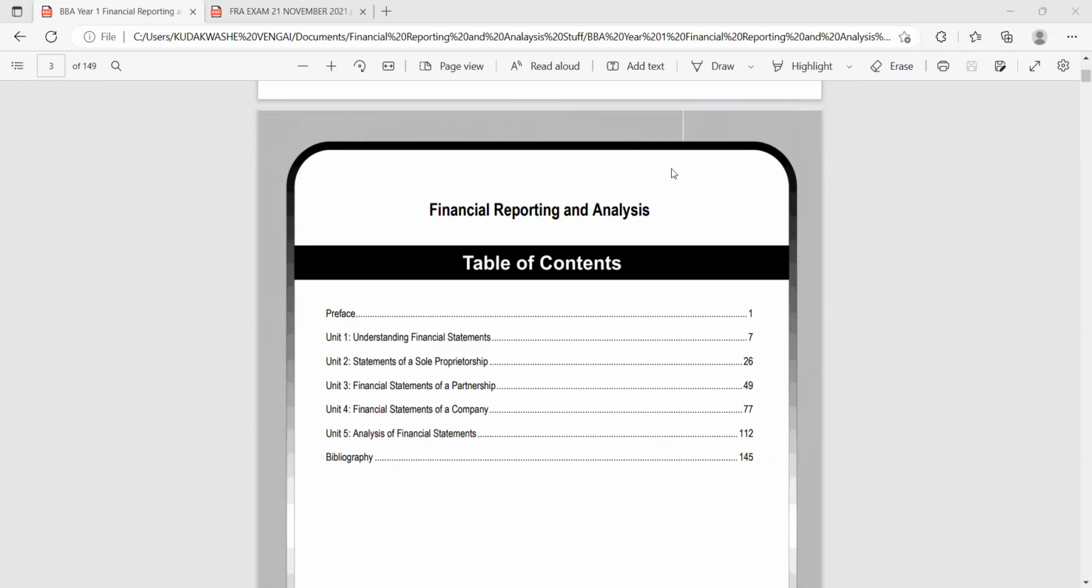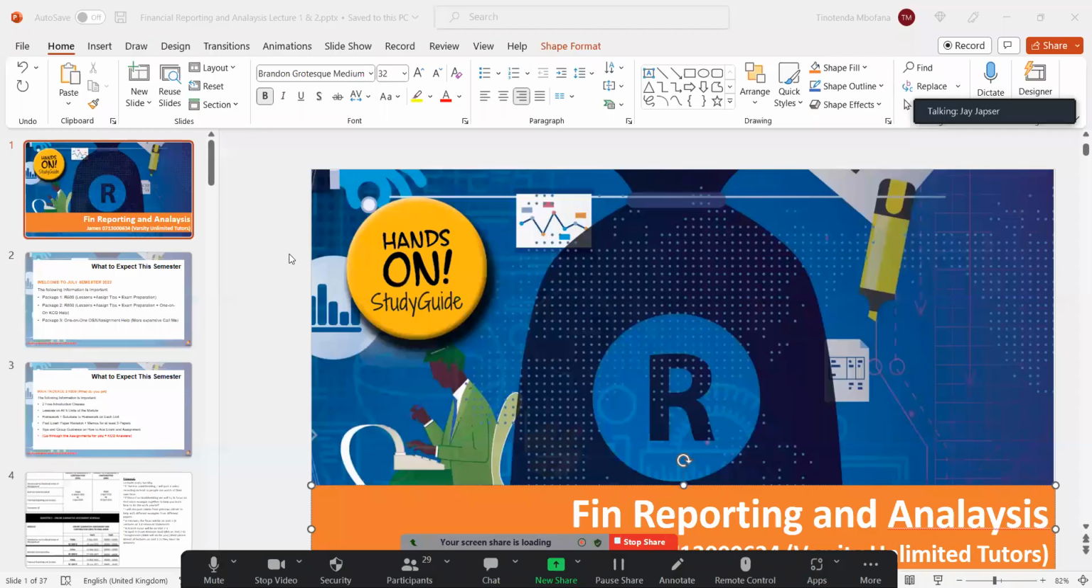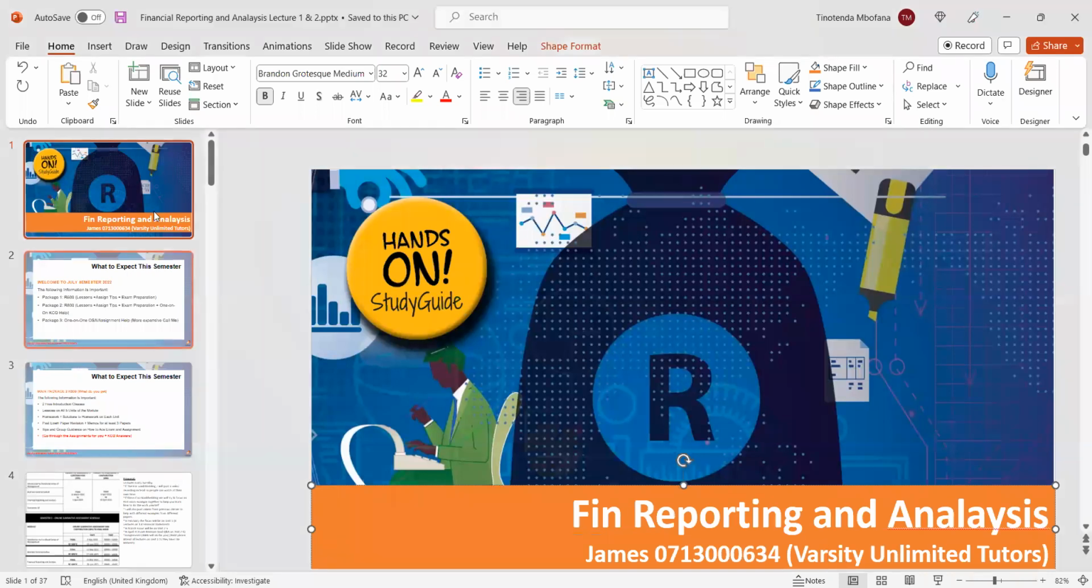So if you completely understand unit number 1, you will notice that it will be very, very easy for you to understand unit number 2, unit number 3, and unit number 4, because all of them are based on unit number 1. Then once we are done, we will do unit number 5, which is the analysis of the financial statements. So that's basically what we will be doing when we're doing financial reporting and analysis.